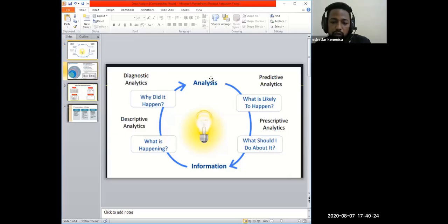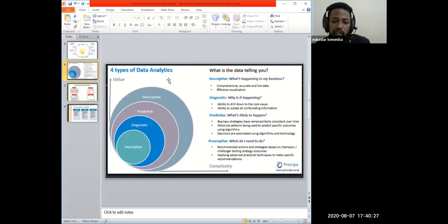You can also see it from this other slide. I'll share the slide. Descriptive answers the question, what's happening in the business. Diagnostic answers why it is happening. And predictive predicts or forecasts what is likely to happen. And prescriptive analysis answers the question, what do I need to do, or what solution should I give for the existing problem.